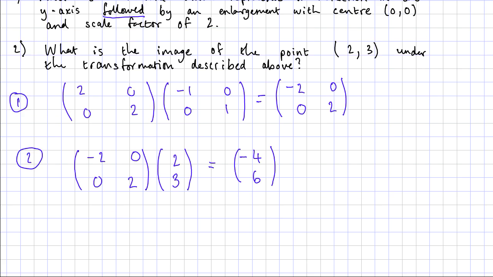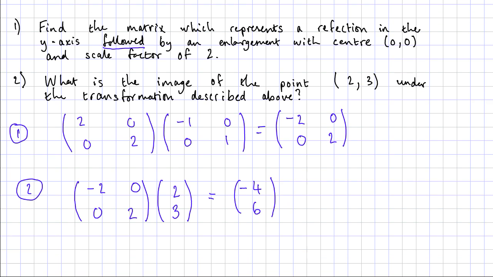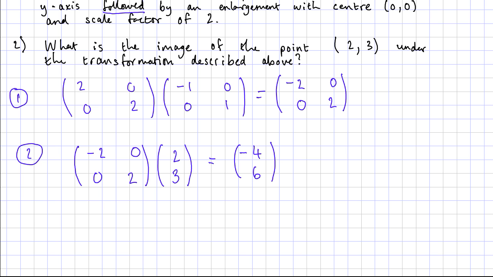Okay, so the image of the point 2, 3 under the transformation described above is this. So if we take the point 2, 3 and we reflect it in the y-axis, and then we follow that up by an enlargement with center 0, 0 and scale factor of 2, this point here, 2, 3, is going to be ending up in -4, 6. Now, I would recommend that you check that on some axes, see if that actually happens, and then it will give you a better understanding like that.